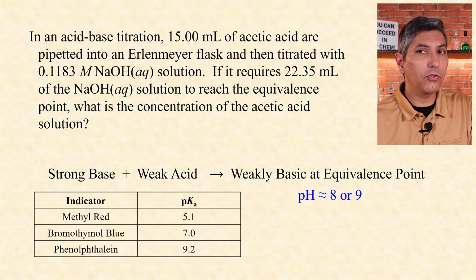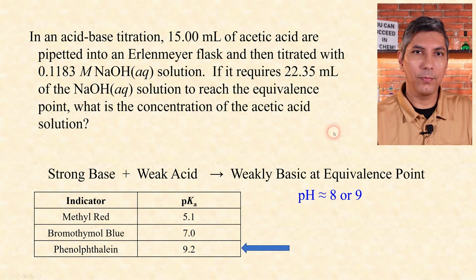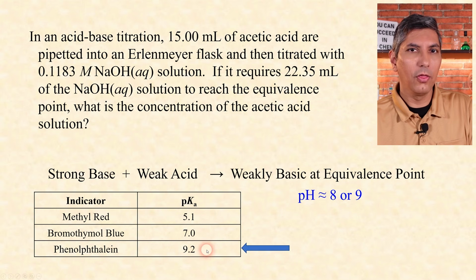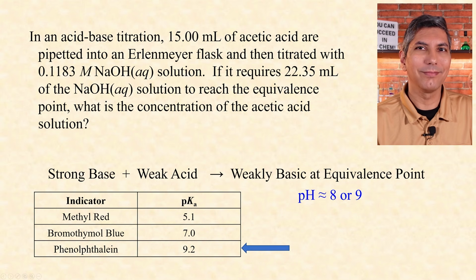Notice that of these three indicators, phenolphthalein is the one with a pKa, or color transition pH, that's closest to 8 or 9. So that's the one we should use.